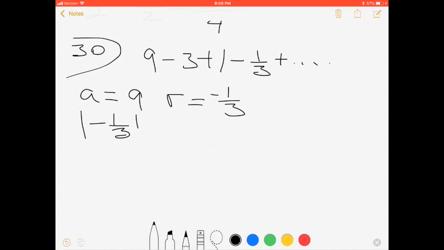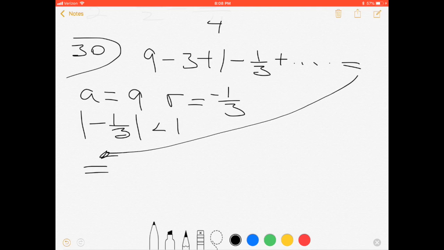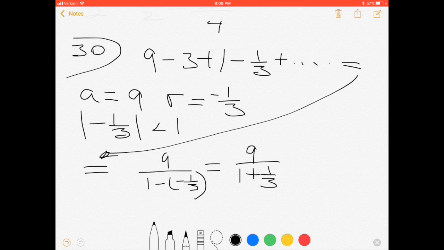The absolute value of negative 1/3 is less than 1 because it equals 1/3. This means this series converges, and we can write what the sum is. The first term is 9 over 1 minus negative 1/3. This means 9 over 1 plus 1/3, which is 4/3, so I think it's 27 over 4.